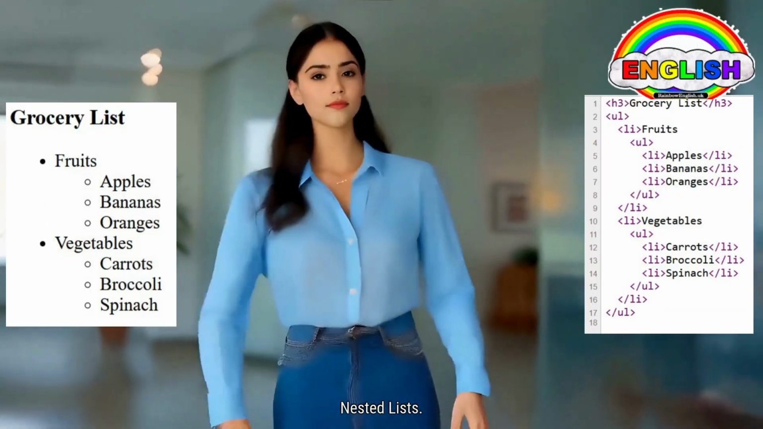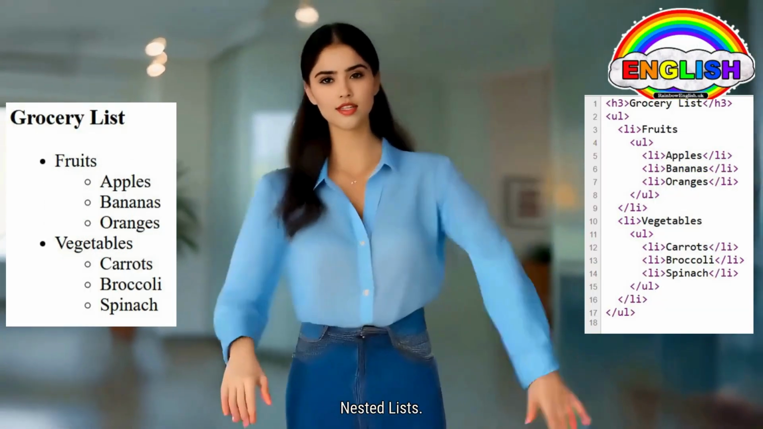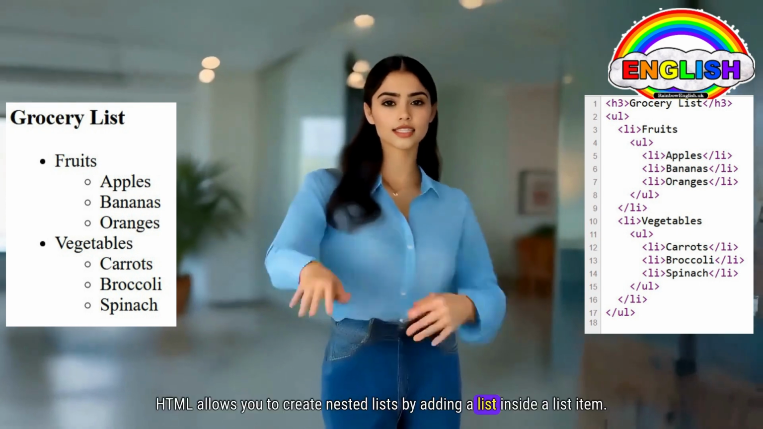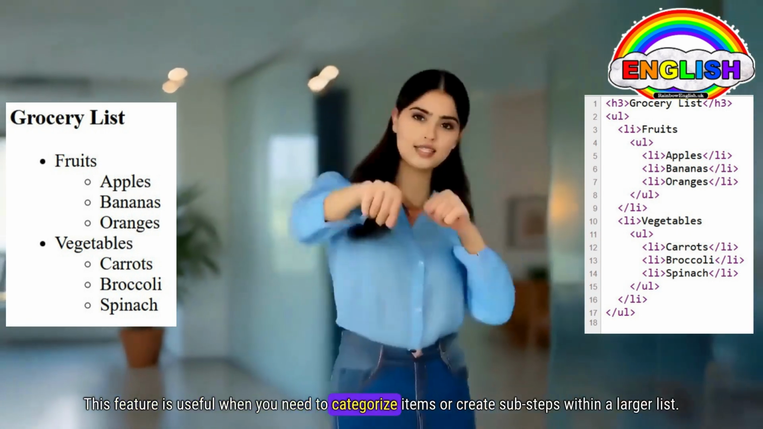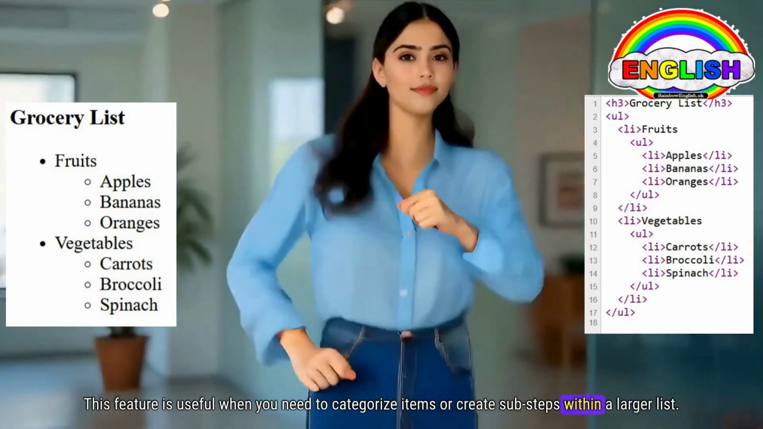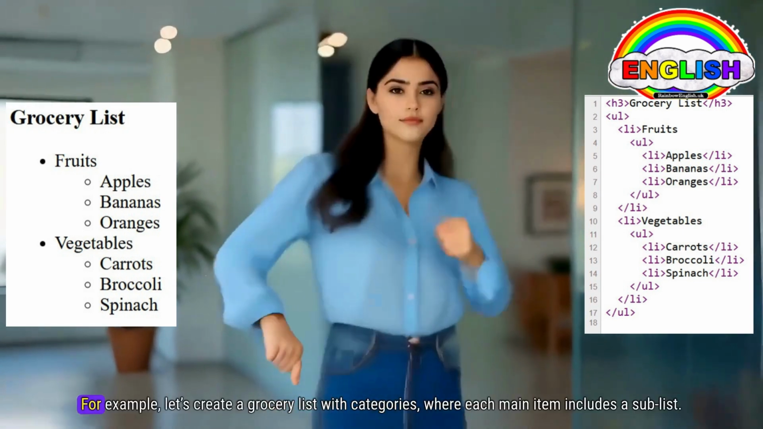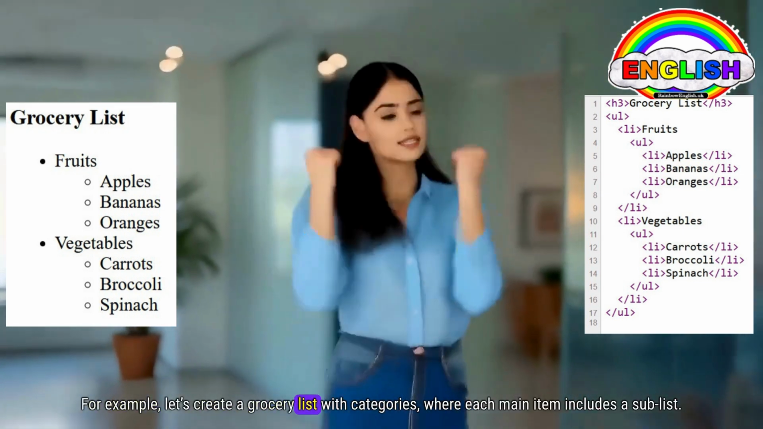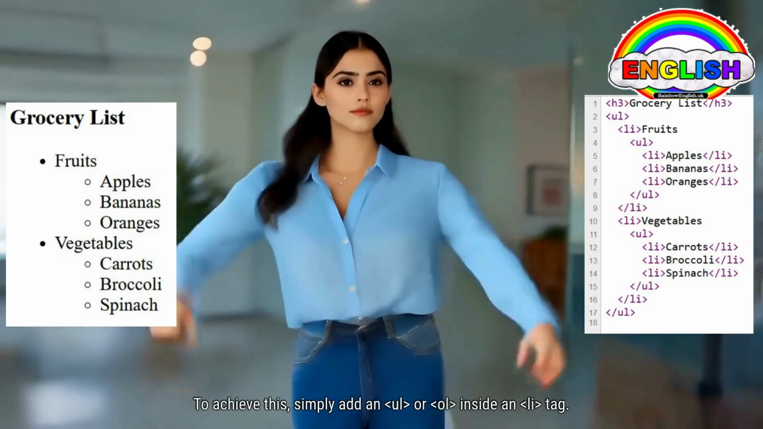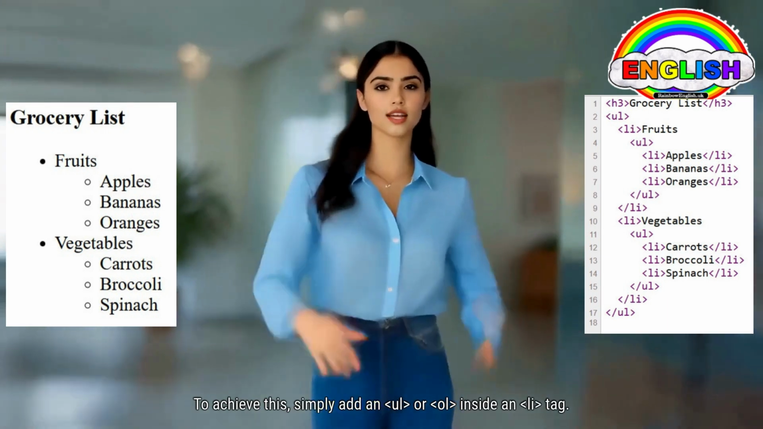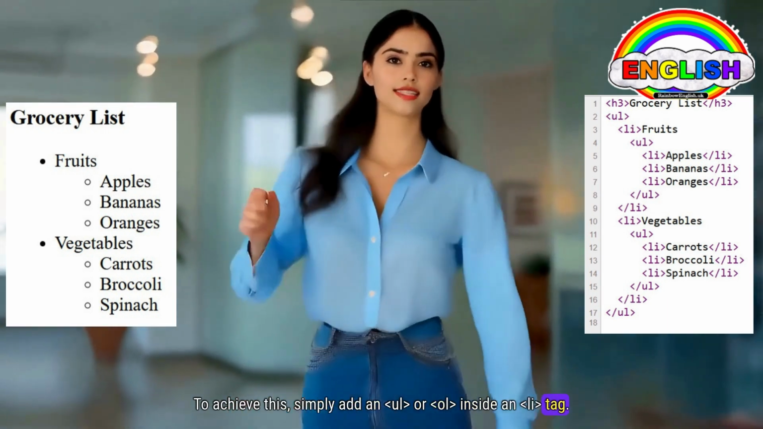Nested lists. HTML allows you to create nested lists by adding a list inside a list item. This feature is useful when you need to categorize items or create substeps within a larger list. For example, let's create a grocery list with categories, where each main item includes a sublist. To achieve this, simply add a UL or OL inside an li tag.